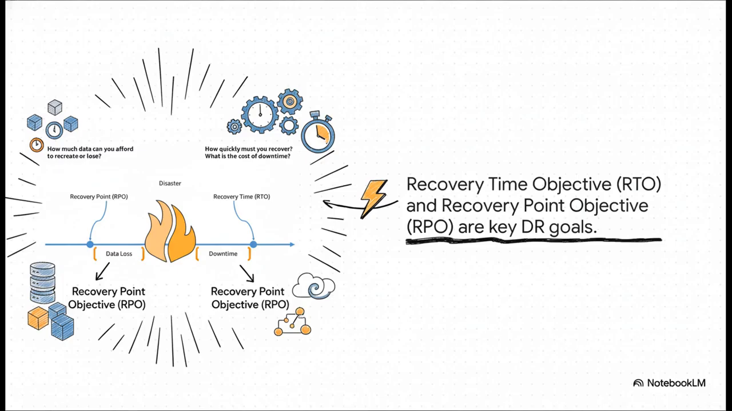Then there's RPO, the recovery point objective. That one answers, how much data is it okay for us to lose? Maybe you can afford to lose the last 5 minutes of data, maybe only 5 seconds. Getting these two concepts straight is so important because they're going to drive every decision you make, and they directly impact the cost. Want a super low RTO and RPO? You can have it, but it's going to cost you more.